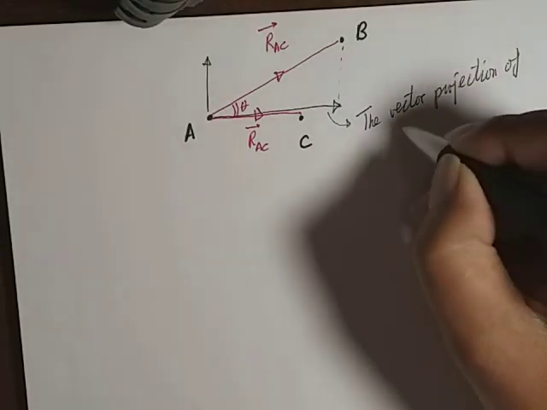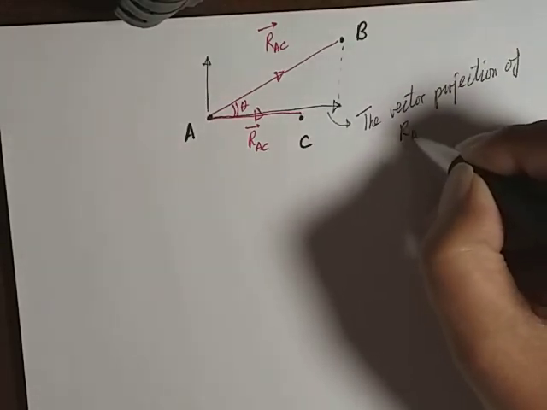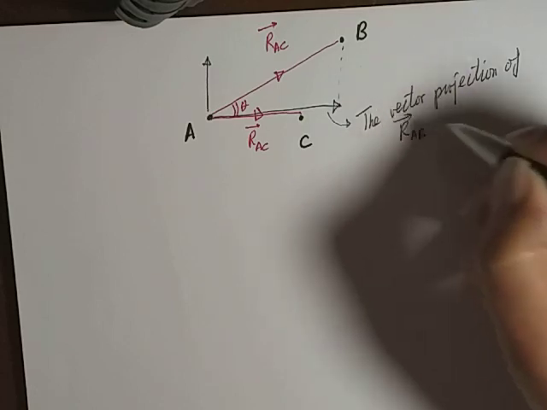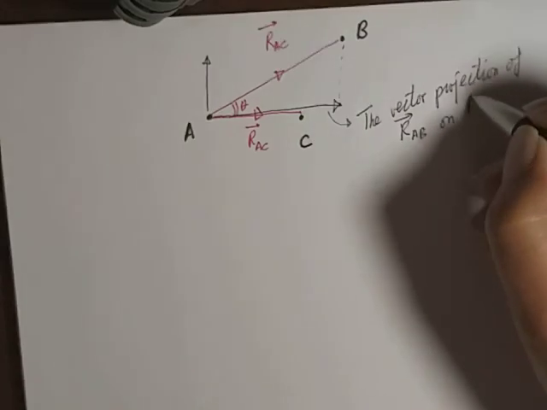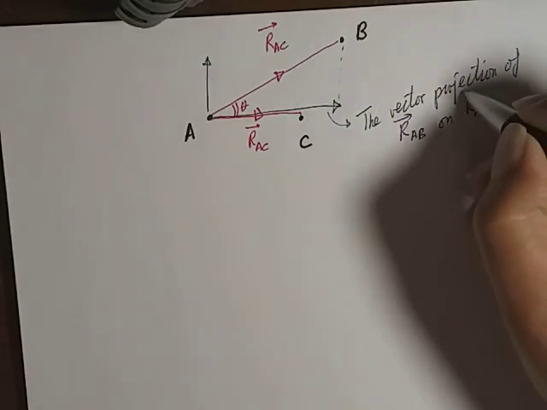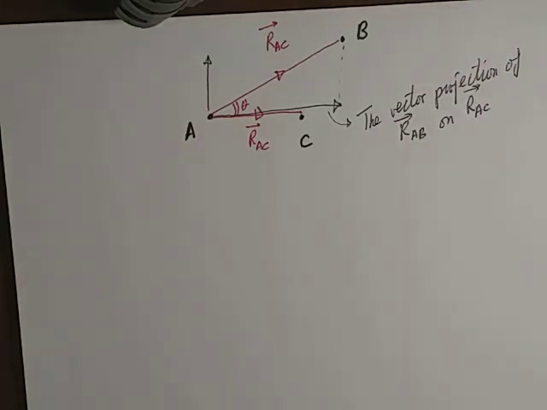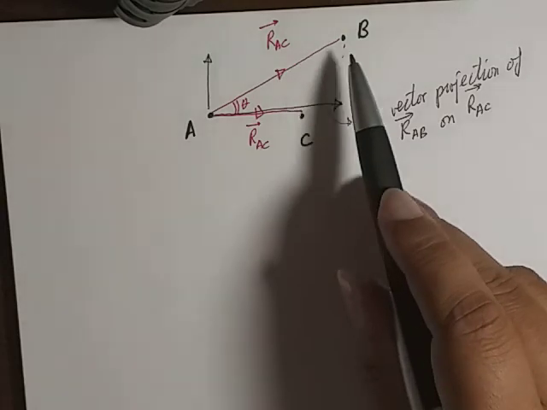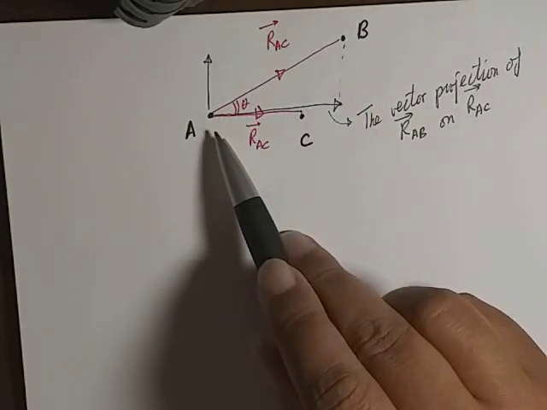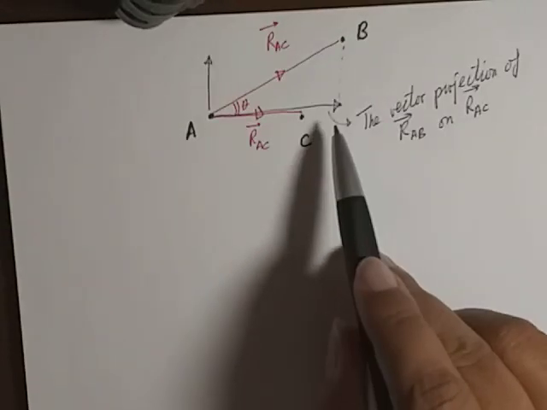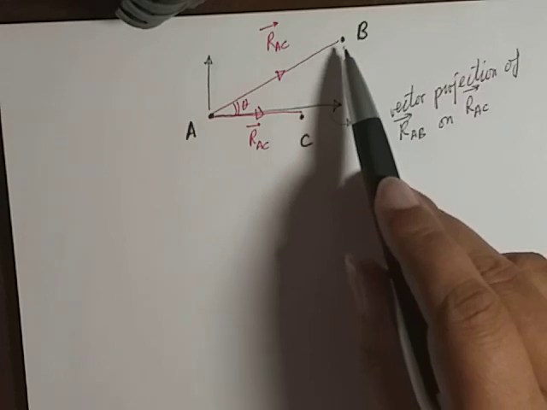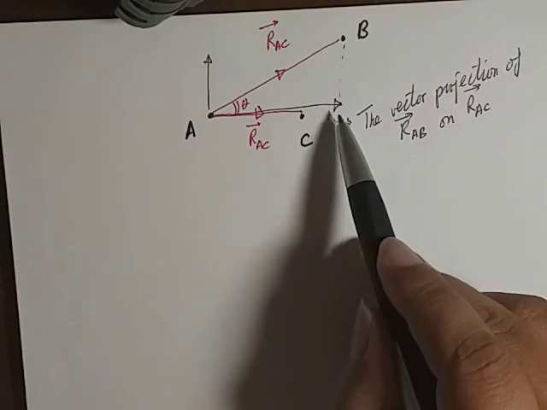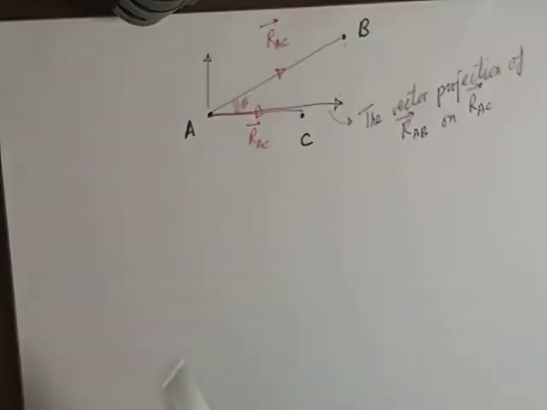of RAB on RAC. So that's what we call the projection vector of RAB on RAC. How much of the vector RAB appears to be in the direction of vector RAC? Okay, meaning that we are projecting it onto this particular direction of RAC. So how do we determine that?